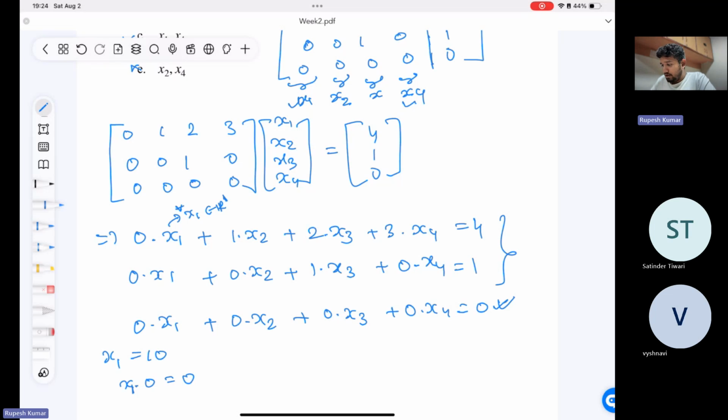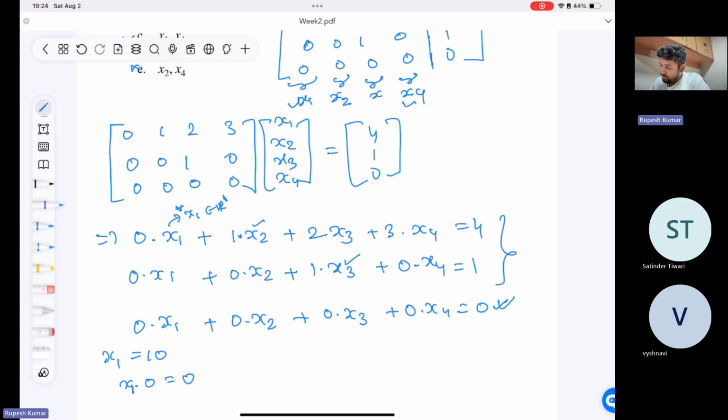Now x2. X2 has a coefficient of 1, right? This means if you change the coefficient of x2, things will change. This plane will change. So x2 is an important variable. Again, when you look at x3, this is important. X3 is multiplied by 1, so if you change x3, the equation changes, right? Now look at x4.